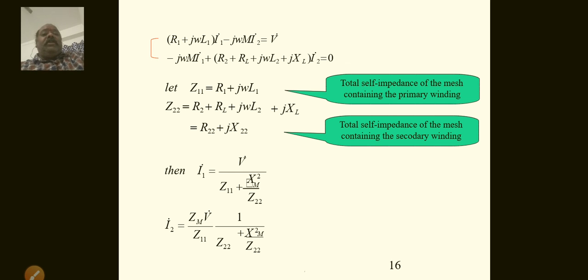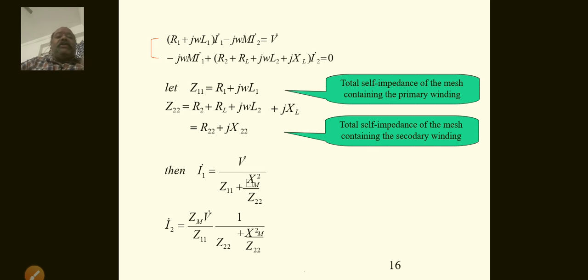Then I1 dot is equal to, what is the current that flows through that actually? V dot by Z11 plus, what is the impedance of the circuit? Xm square by Z22. This is I1 dot. And similarly, I2 dot is equal to Zm V dot by Z11 into 1 by Z22 plus Xm square by Z22.